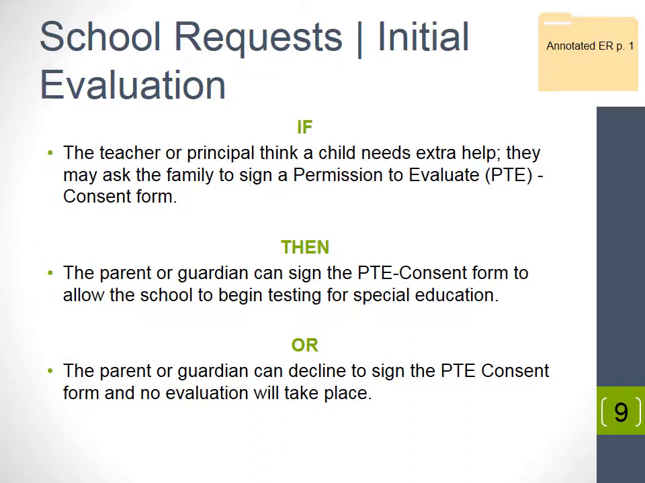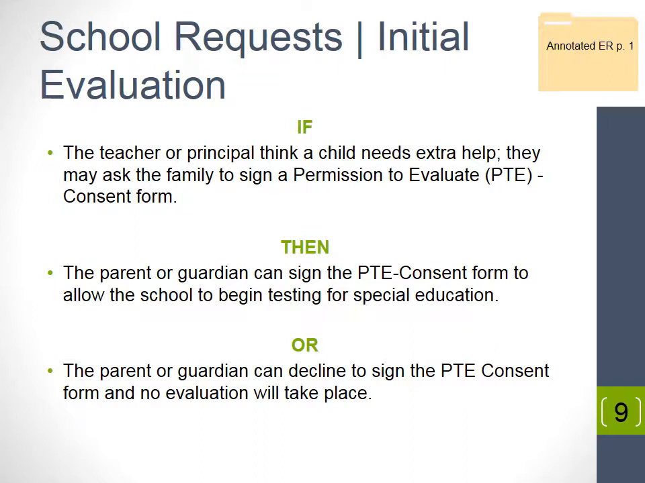The first step that a school district must take if they think a child may need special education services is to issue a permission to evaluate consent form to the family so that the family can provide informed consent. Consent is defined as the parent agreeing with the school to do an initial evaluation, and the parent signs to show that they understand the types of tests, assessments, and evaluations that will be given to the student specifically for the purposes of the evaluation.